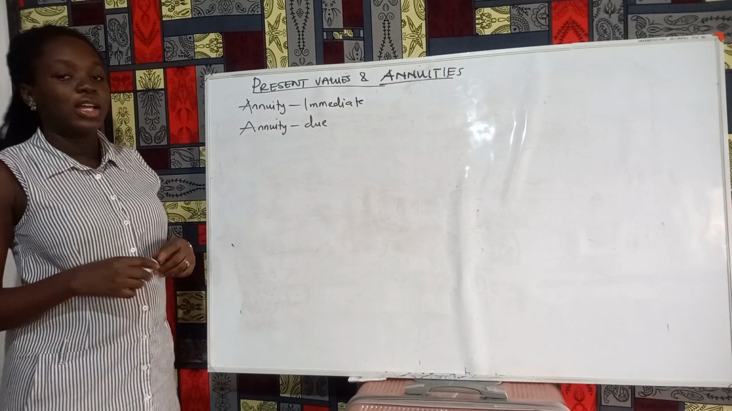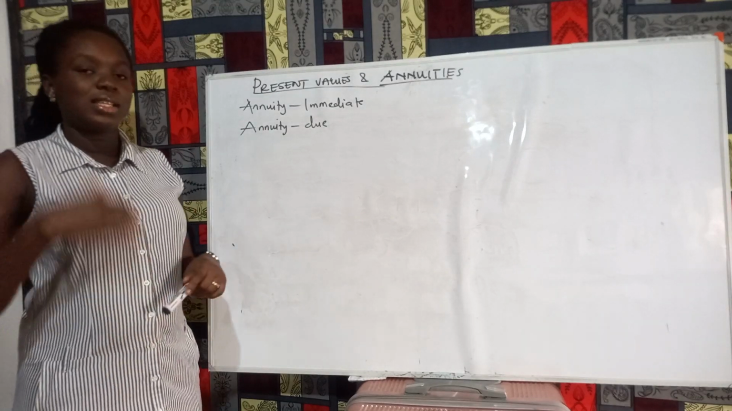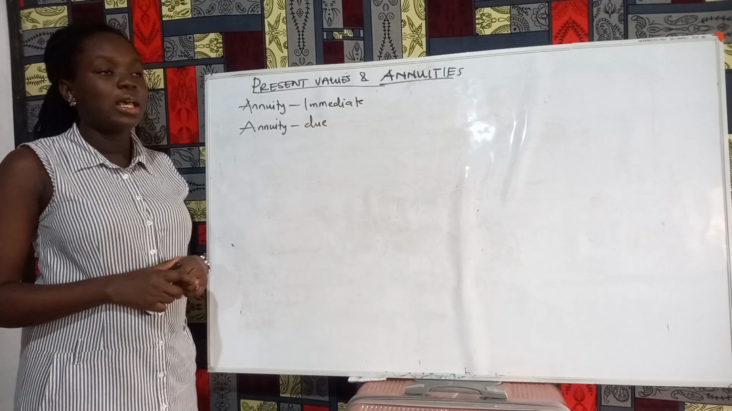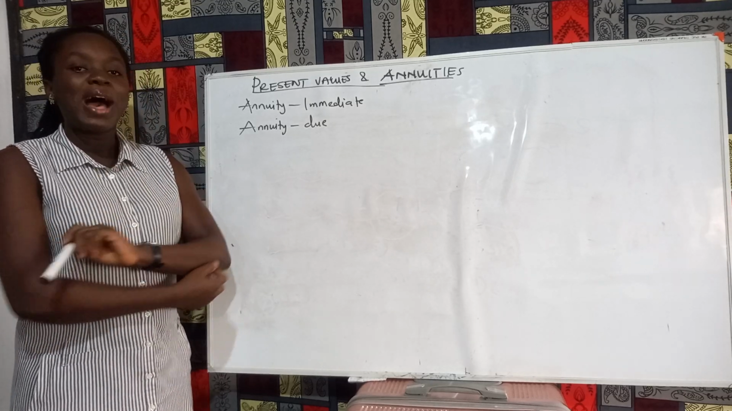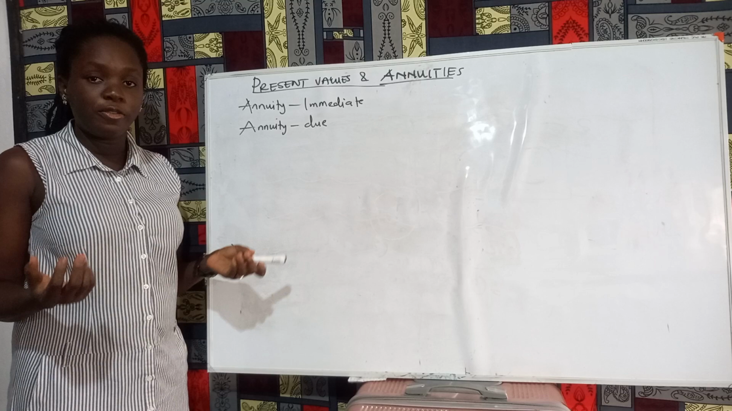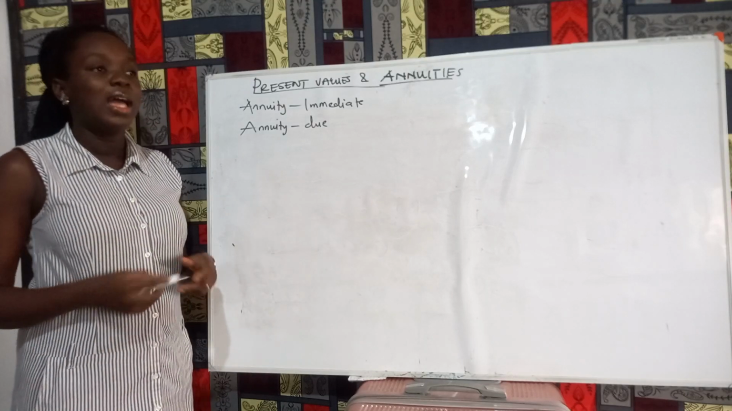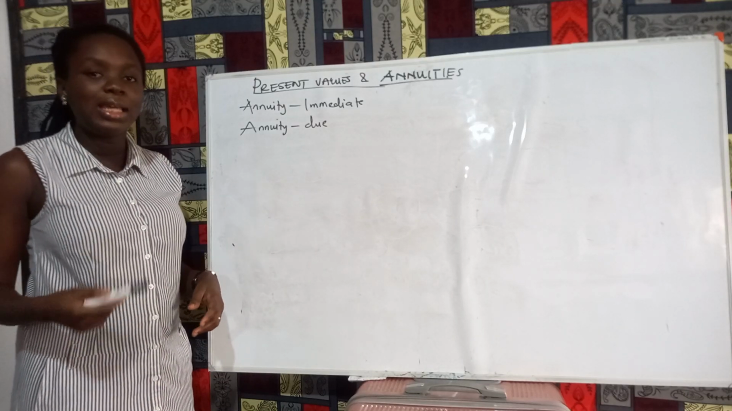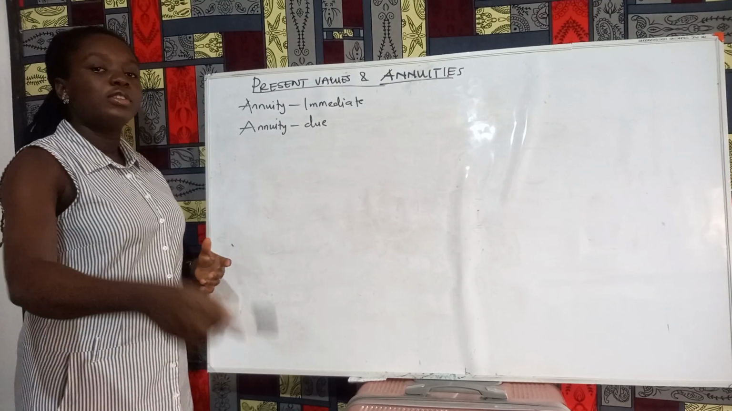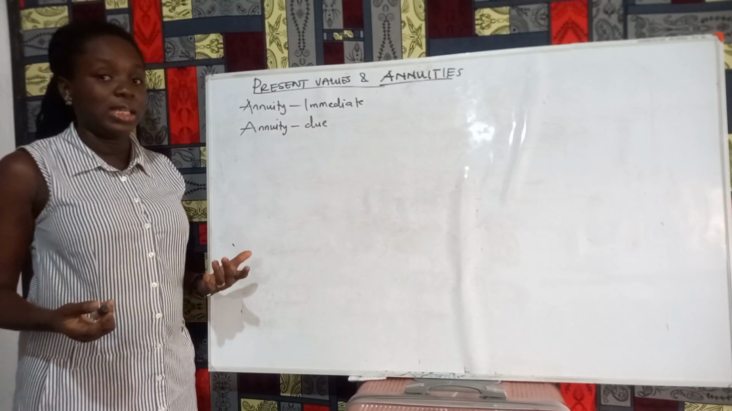Now let's define what an annuity is. An annuity is a series of regular payments. So if you buy a pension fund, all right, as a worker, and then you pay regularly, monthly into that fund, that series of payments is called an annuity.